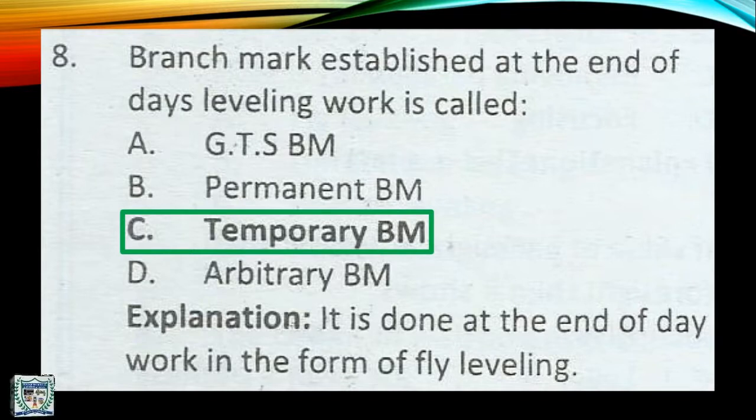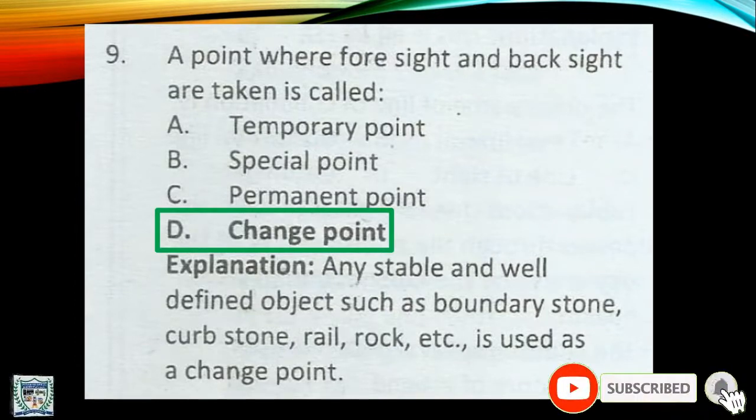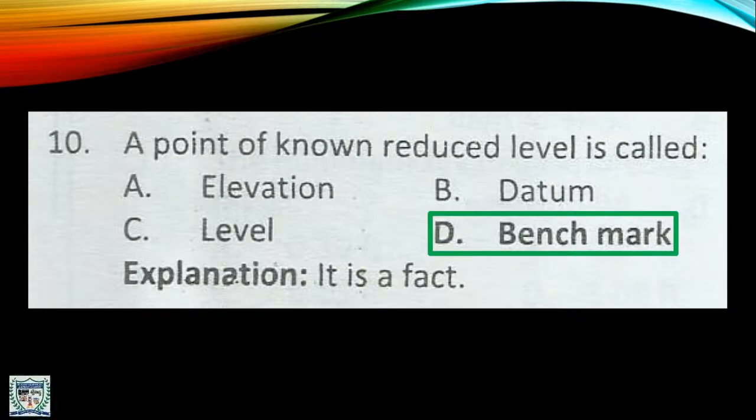It is done at the end of day work in the form of fly leveling. Question 9. A point where foresight and backsight are taken is called option D, change point. Any stable and well-defined object such as boundary stone, curbstone, rail block, etc. is used as a change point. Question 10. A point of known reduced level is called option D, benchmark.